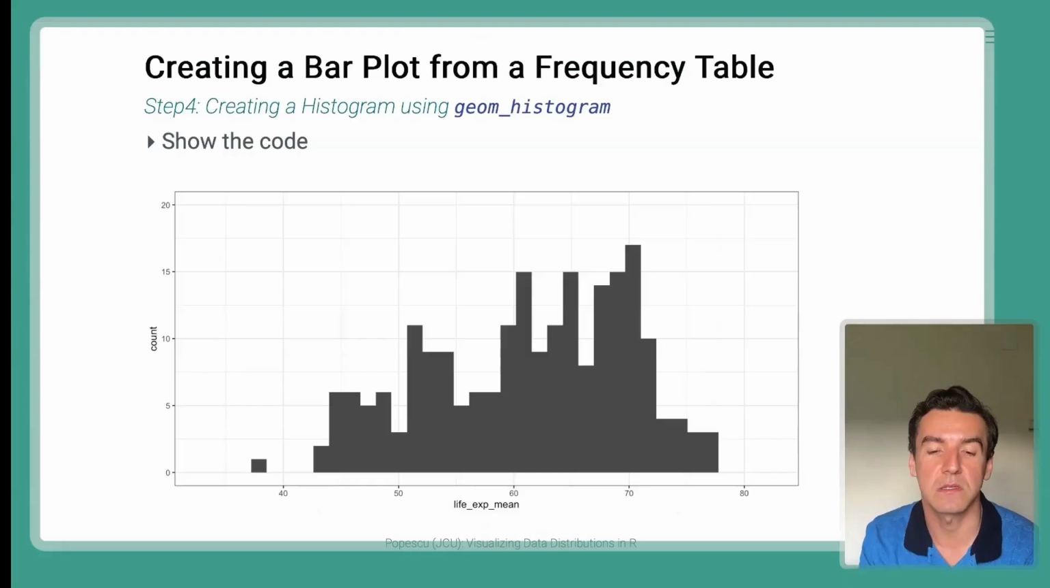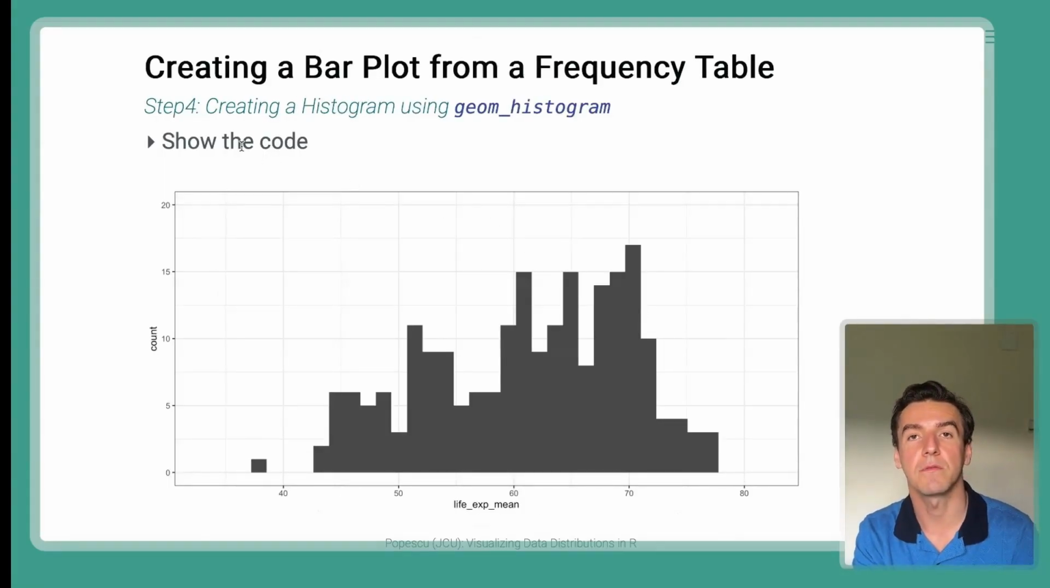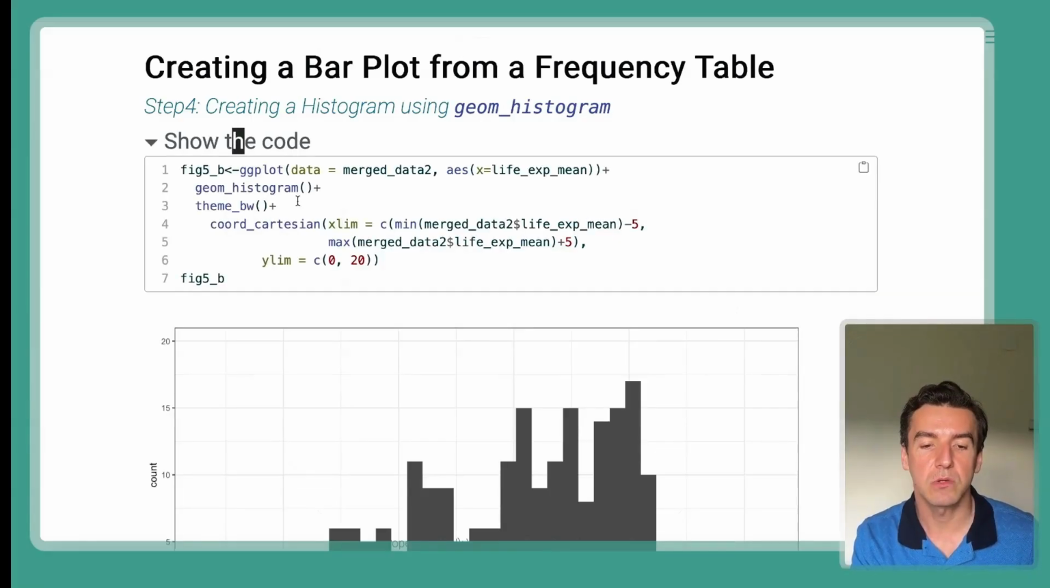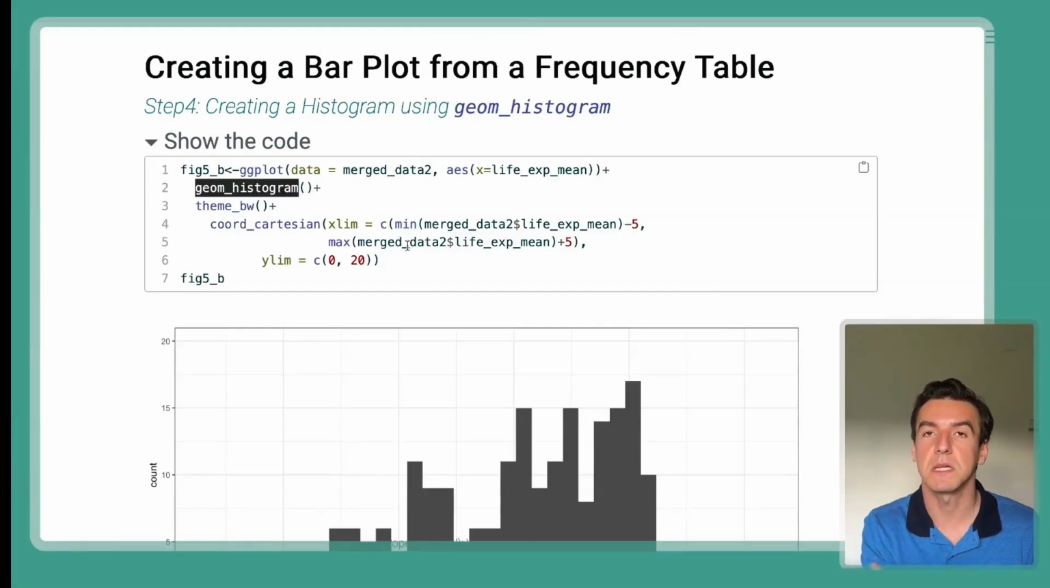By using this geom histogram function within ggplot, notice how similar these two are. They're not exactly the same, but they're similar. So rather than calculating that frequency table, you can also just do this. The data frame, you specify what the x is. Here you don't need to specify the y because you're using geom histogram that automatically takes the frequency into account.